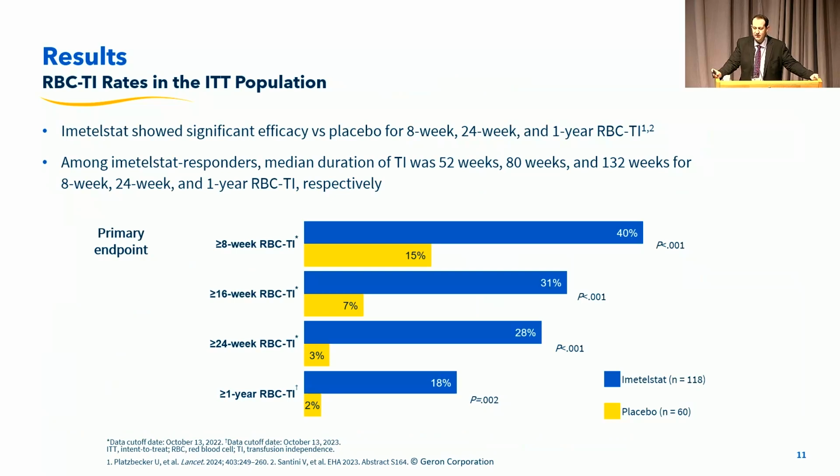The RBC-TI rates in the intent to treat population were remarkably, significantly, and clinically more meaningful in the imetelstat arm compared to the placebo arm. So the 8-week TI was 40% compared to 15%. Of note, the median duration of TI for that cohort was almost a year. Looking at the 24-week TI rate, that was 28% versus 3%, and the median duration of that transfusion independence for those patients was about a year and a half. And the 1-year transfusion independence rate was 18% for imetelstat compared to 2% for the placebo arm, and the median duration for that cohort was 2.5 years.